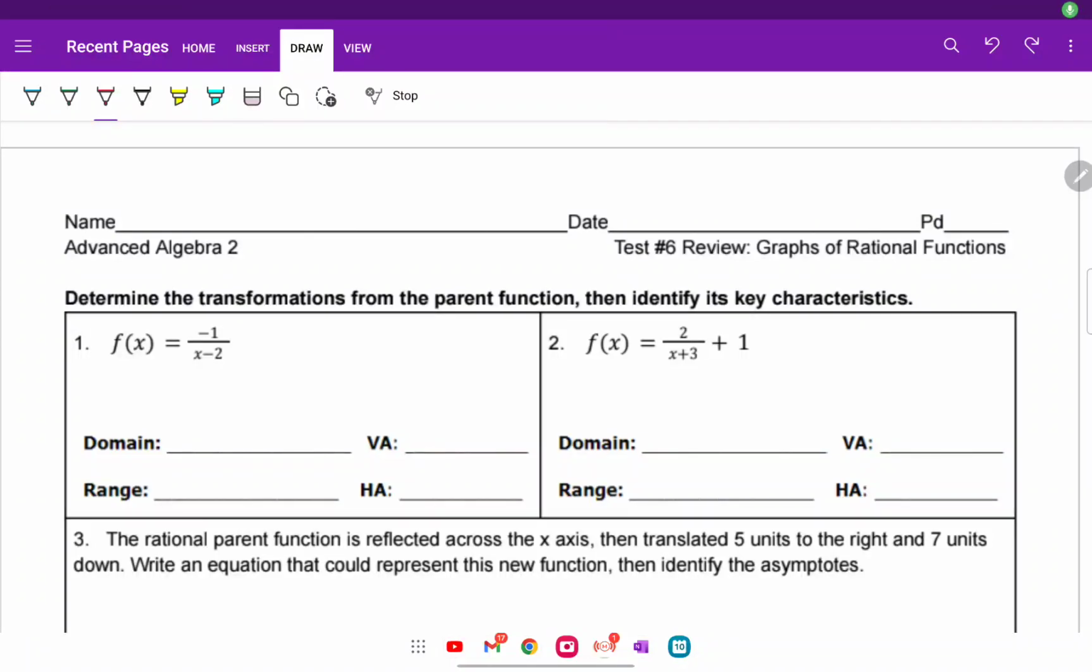So this is going to be the answer key for the test review. The test will be on Friday. All right, for the first two, it says determine the transformations from the parent function, then identify its key characteristics.